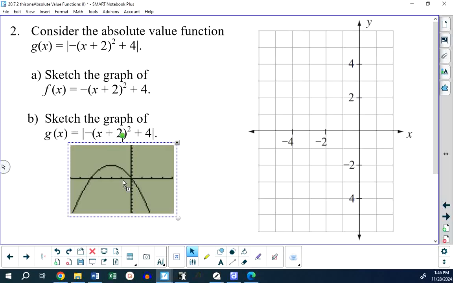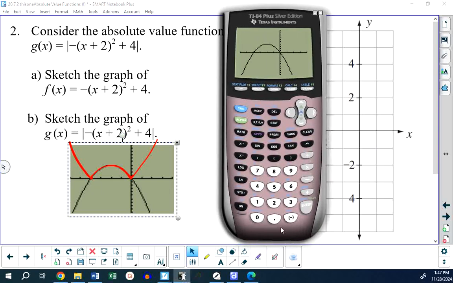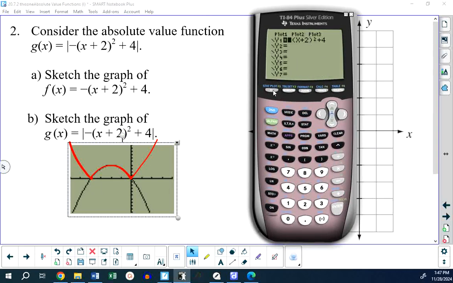This is the answer to A. What should g of x look like? Well, it should have this in common with f of x, but this will be reflected up, and this will be reflected up. Should look like that. And again, rather than typing in the whole thing, I can enter for y2 the absolute value of y1. Now let's just see. How many of you remember where to go to find y1?